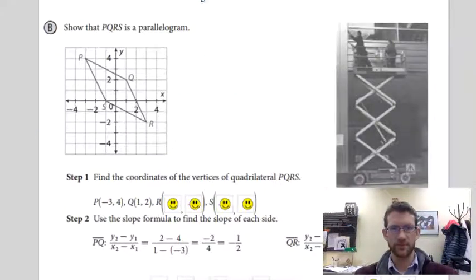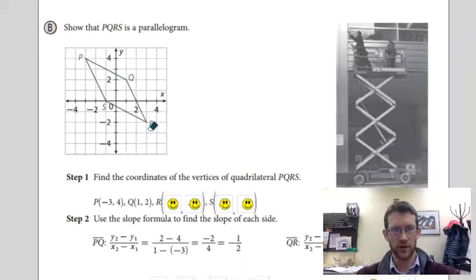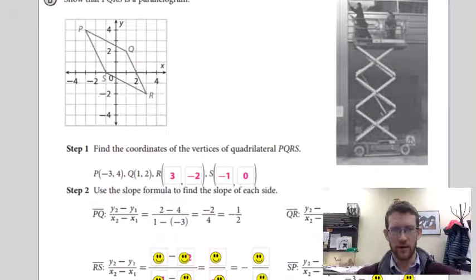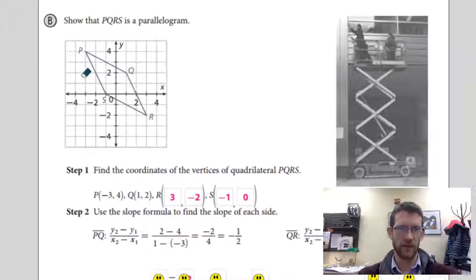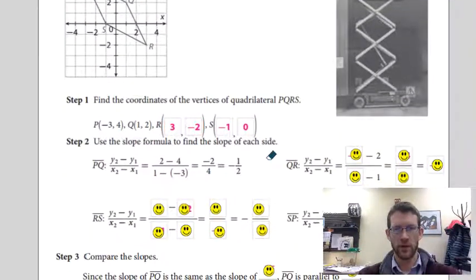Okay, let's try this one. Again, we just have to show it's a parallelogram, so is PS parallel to QR, and is PQ parallel to SR? So we have our points, and then we can simply calculate the slope of PQ. So P to Q, the rise is -2, the run is 4, so that gives us -1/2. Another way to think of that, remember, is you could start with Q and then do a rise of 1 and a run of -4. Also gives you -1/2. What's the slope of QR?